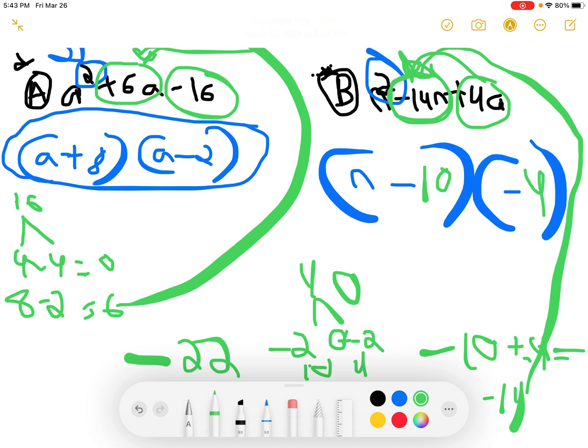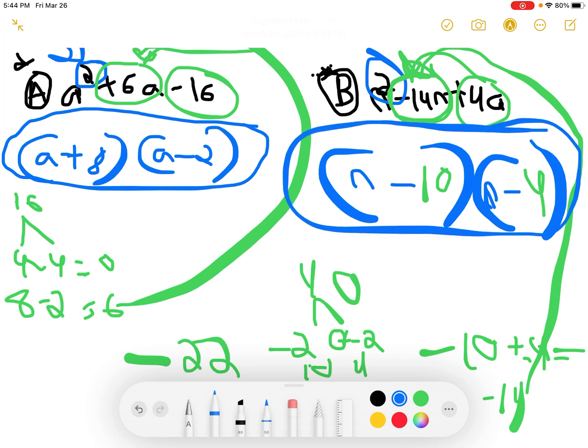And you cannot simplify this anymore because n can't go into 10. Oh, forgot to add an n here. And the other n can't go into 4. So this right here would be your answer.